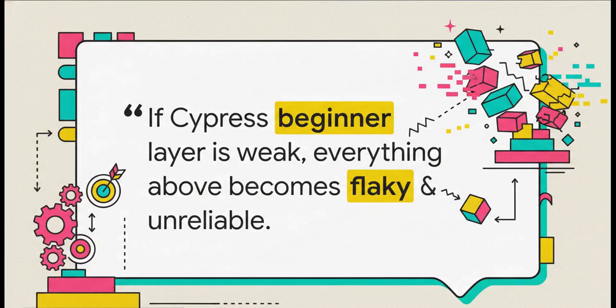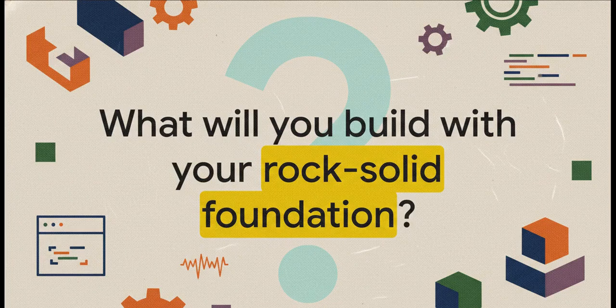This brings us to what our source material calls a beginner truth bomb, and it is without a doubt the single most important thing to take away from this. If this foundational layer is weak, if you don't really get locators, actions, and assertions, everything else you build on top of it is just going to be flaky and unreliable. So mastering these fundamentals, it isn't just a suggestion, it's really the non-negotiable first step. It's how you build automated tests that everyone on your team and even your users can actually trust. Because when it comes to testing, the foundation is absolutely everything.